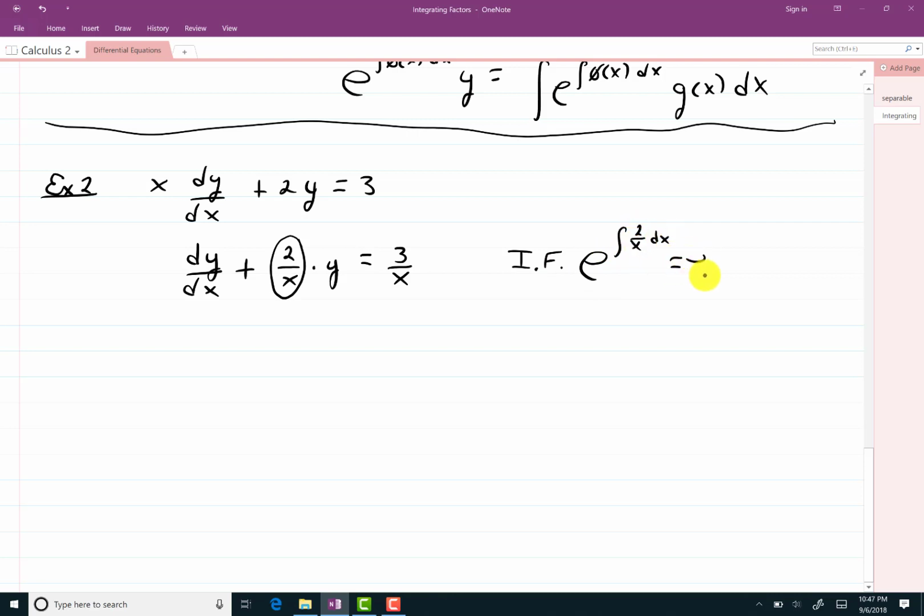That'll equal e to the 2 ln of x, which right now is pretty ugly as it is, but let me use a property of exponents with logarithms and take this 2 and move it as an exponent of x to get e to the ln of x squared. And the e and the ln will cancel, and that will give you x squared. So I'm going to multiply everything in the equation by x squared.